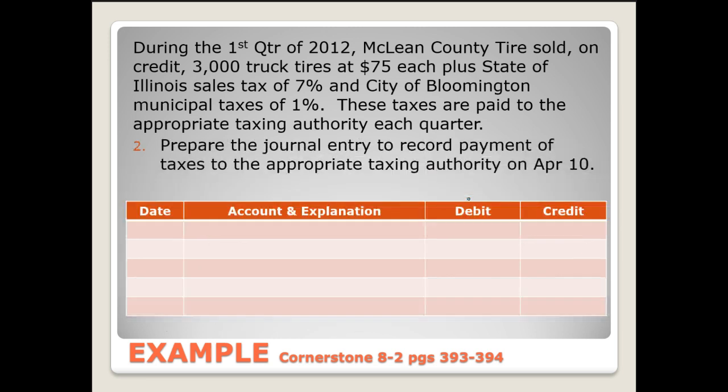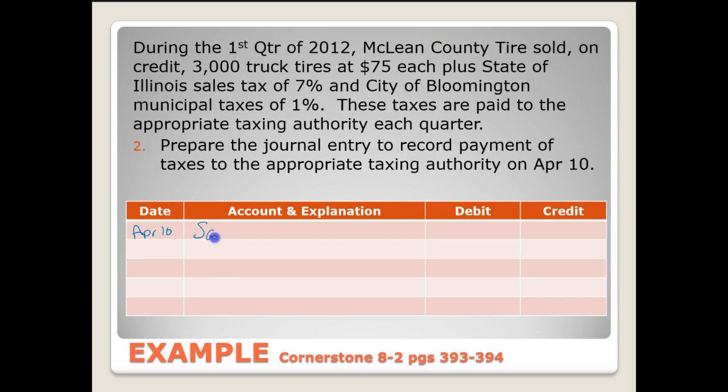Now let's prepare the journal entry to record the payment of those taxes. Well, let's say that the payment's going to occur on April 10th. It's very common for the payment of sales tax to occur a few days after the end of a calendar quarter. So the calendar quarter ended on March 31st. About 10 days later, sometimes 15 days later, the company actually pays those taxes.